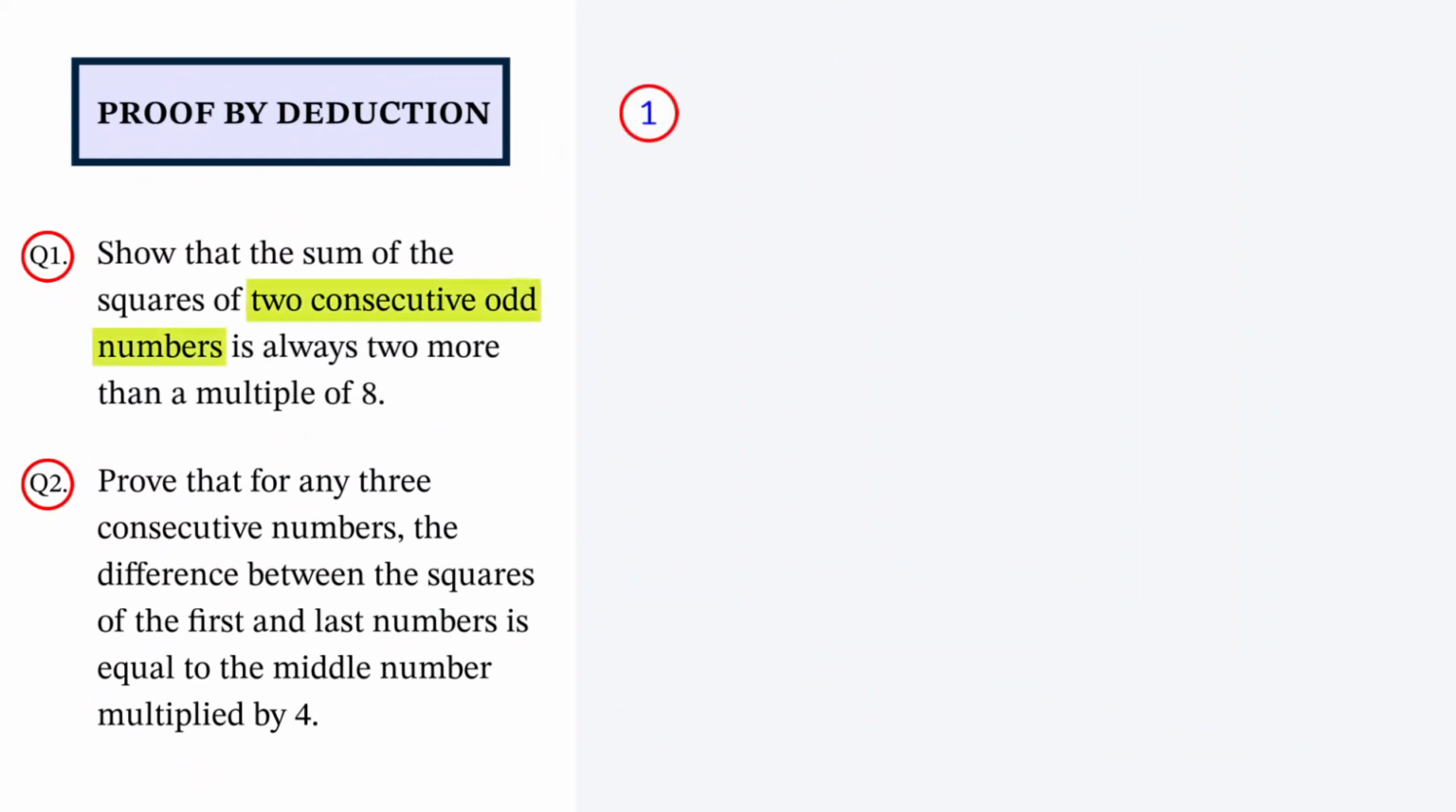Notice the words 2 consecutive odd numbers. The word consecutive means following after another, and so we need an odd number followed by the next odd number. Now, we can't just think of 2 random odd numbers, such as 3 and 5, because this proof needs to be true for all consecutive odd numbers. And so this is why we have to use algebra.